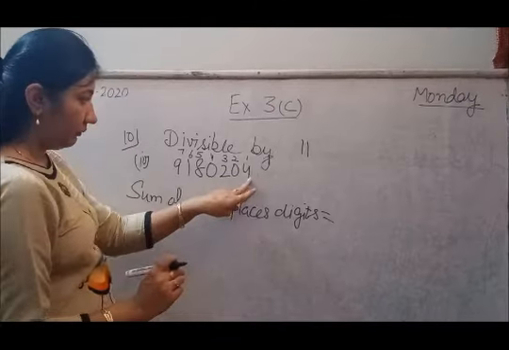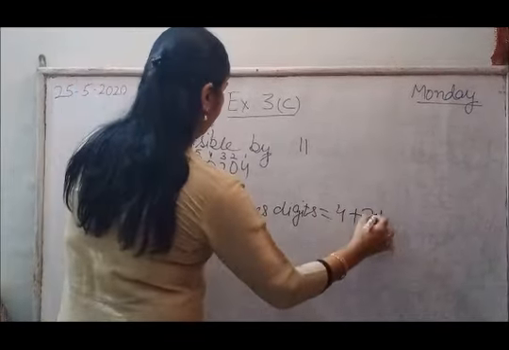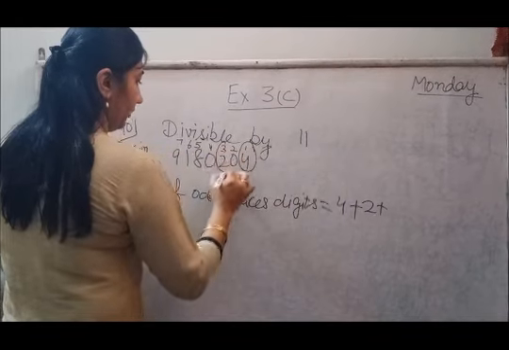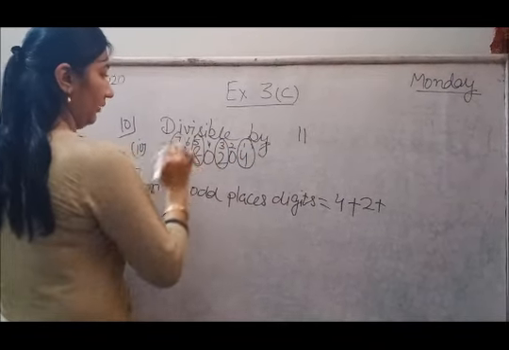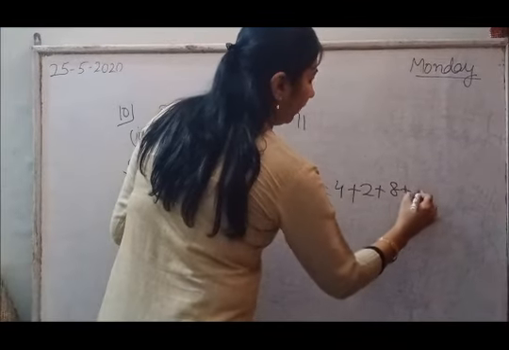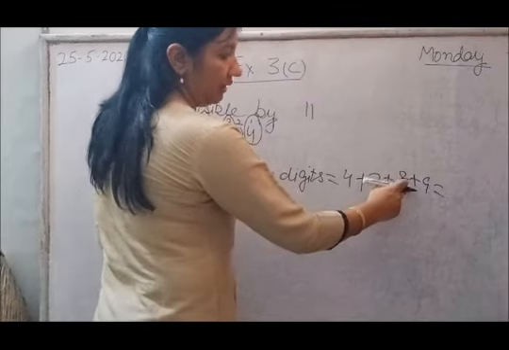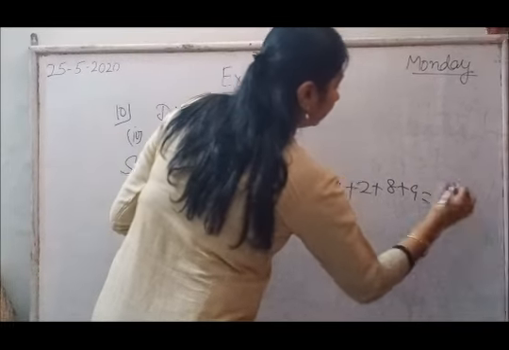Which ones are at odd places? 4 plus 2 plus 8 plus 9. What will it come to? 4 plus 2 is 6, plus 8 is 14, plus 9 is 23.